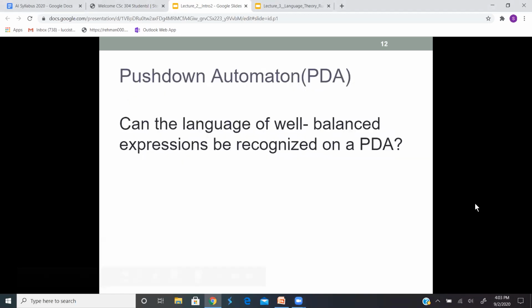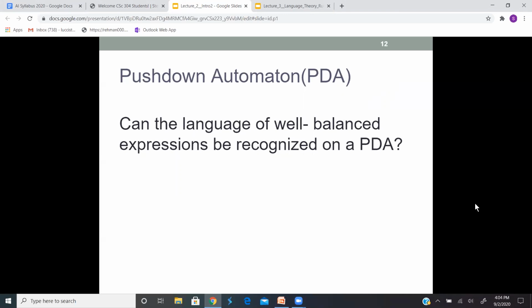Okay. So push that. Again, this is where we're just introducing things lightly. So relax. We'll spend 3 classes on PDAs and 3 or 4 on finite state machines. But like I said, we get a quick overview. So can the language of well-balanced parenthesized expressions be recognized on a PDA?